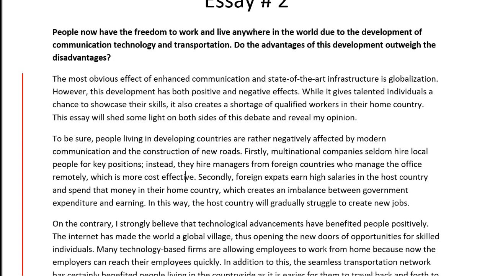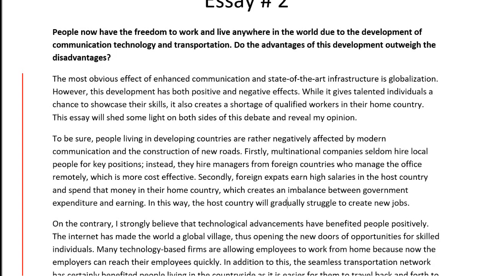Secondly, foreign expats earn high salaries in the host country and spend that money in their home country, which creates an imbalance between government expenditure and earning. In this way, the host country will gradually struggle to create new jobs. This was the only part that I didn't quite see the logical connection. I don't know. I'm trying to kind of work that out logically.